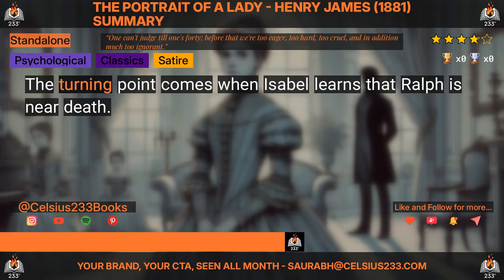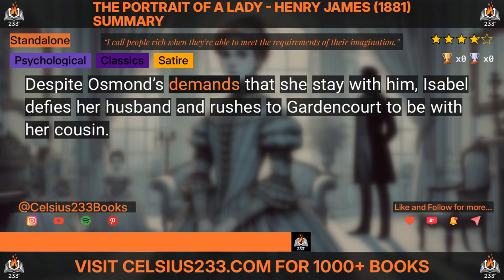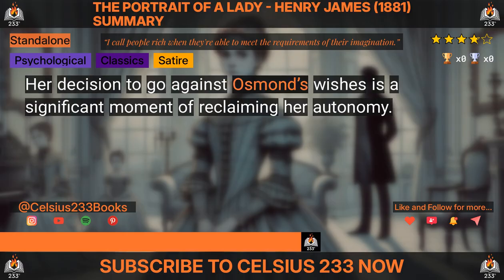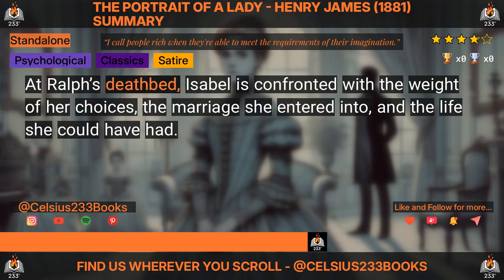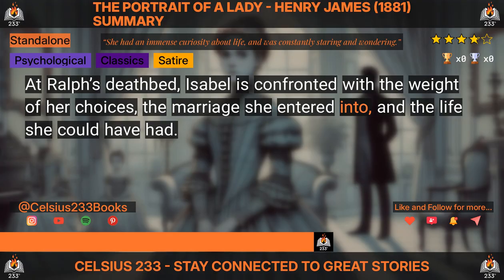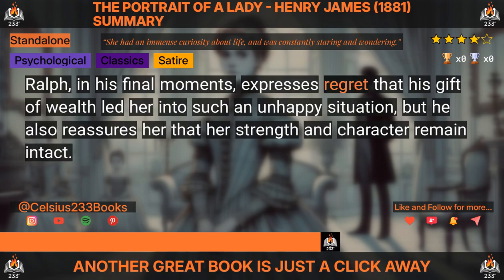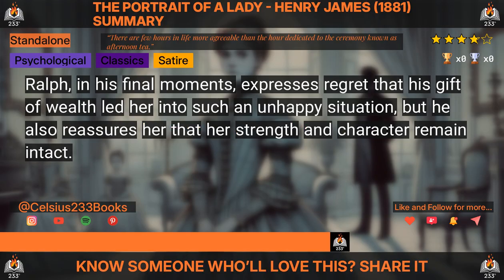The turning point comes when Isabel learns that Ralph is near death. Despite Osmond's demands that she stay with him, Isabel defies her husband and rushes to Gardencourt to be with her cousin. Her decision to go against Osmond's wishes is a significant moment of reclaiming her autonomy. At Ralph's deathbed, Isabel is confronted with the weight of her choices, the marriage she entered into, and the life she could have had. Ralph, in his final moments, expresses regret that his gift of wealth led her into such an unhappy situation, but he also reassures her that her strength and character remain intact.